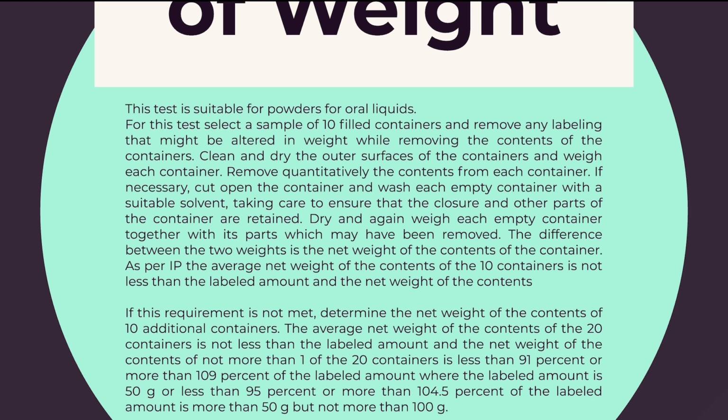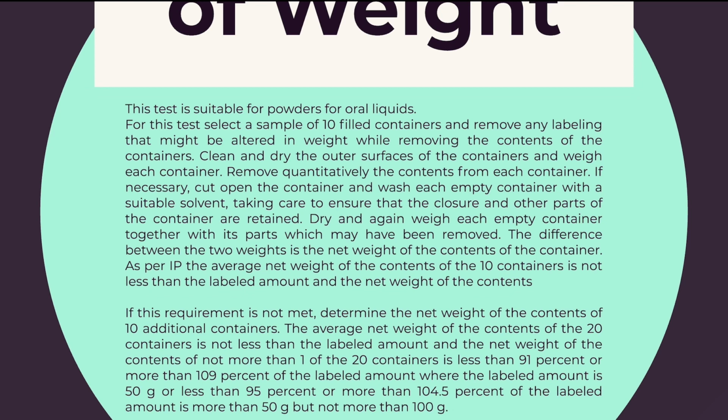If necessary, cut open the container and wash each empty container with a suitable solvent, taking care to ensure that the closure and other parts of the container are retained. Dry and again weigh each empty container together with its parts which may have been removed. The difference between the two weights is the net weight of the contents of the container. As per IP, the average net weight of the contents of the 10 containers is not less than the labeled amount and the net weight of the contents.